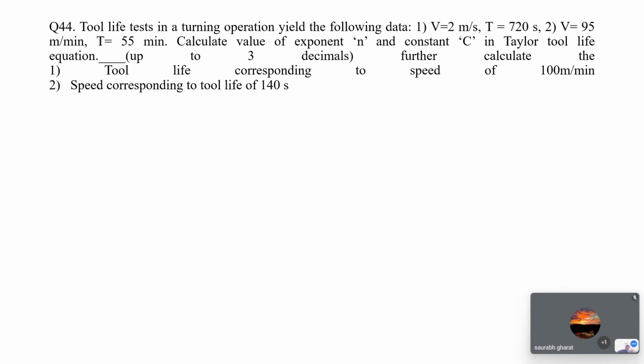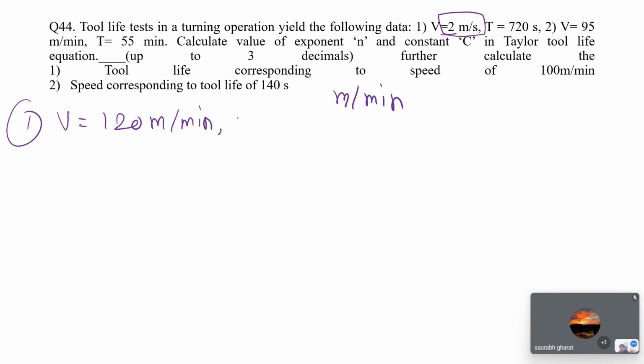So again, tool life test in a cutting operation, you have the following data now. So what that following data is saying to you, you have V, but what is the value of that V? 2 meter per second. We don't want that. We want it meter per minute. So multiply it in first case. We are writing for first case. Your V is equal to 120. First simply multiply. What is your T? T is given in seconds. What in minute? So divide by 60. Okay. So how it will be 12. So T is 12 minutes.